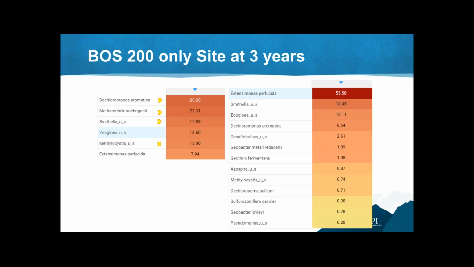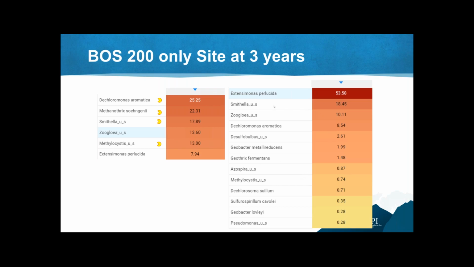Now, one thing you might wonder is, well, you pointed out this BOS 200 plus. How is that really different from BOS 200? So I thought I would show you that. This is a BOS 200 only site. This happens to be at 3 years because we have that data. This is what the site looked like prior to injection on the left. On the right is what the site looked like at 3 years.